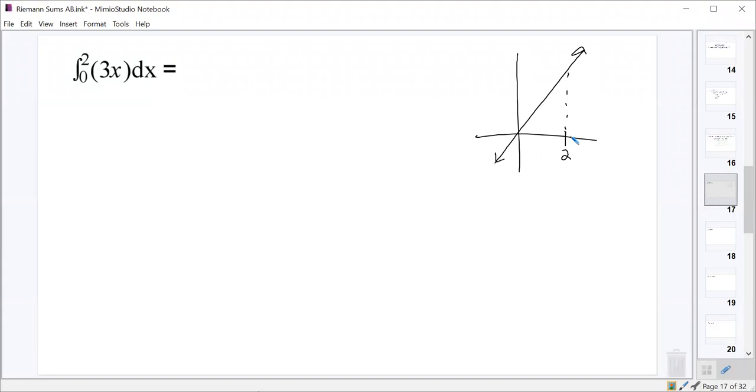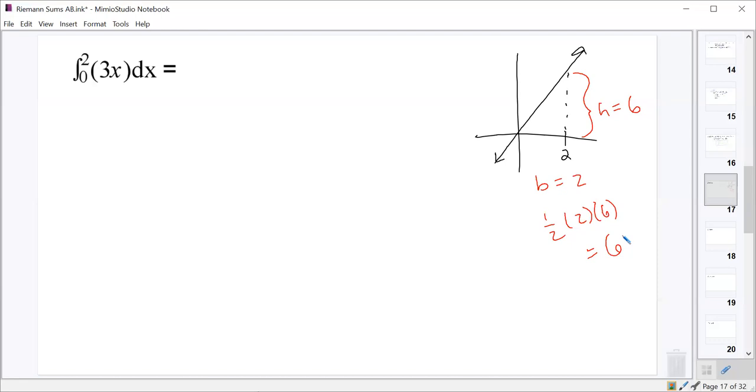No, we should be able to do this. I mean, you should have been able to do this when you were in like 4th grade, right? This is just a triangle, isn't it? What's the base of the triangle? 2. Base of the triangle here is 2. And what's the height of the triangle up here? 6. Our area should be 1/2 base times height, or it should just be 6, right? So we know that this integral should equal 6.